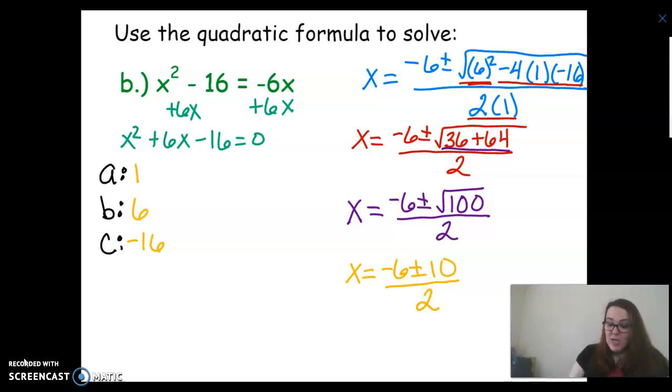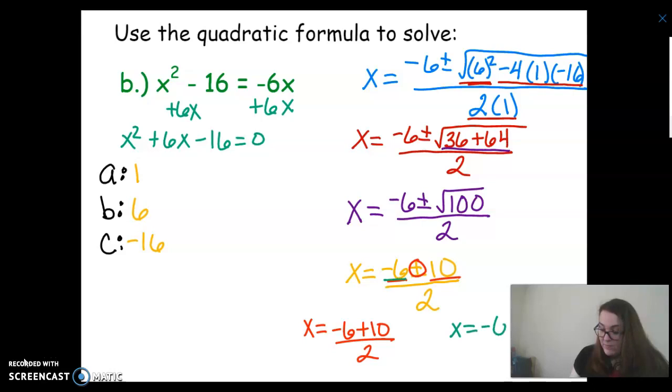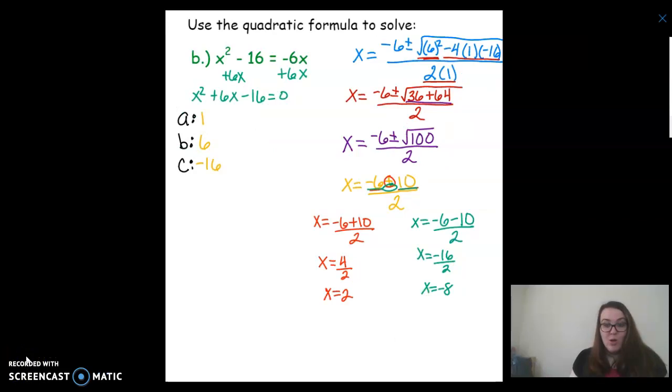So that means that, just kind of like before, I can actually find my two answers. My first answer, x equals -6 plus the 10, all divided by 2. Okay? And now I'm going to do the same thing with x equals -6 minus the 10, all divided by 2. So separate answers there. I want you to pause and simplify those. Okay, so after you simplify those two separately, you get your two answers of 2 and -8.